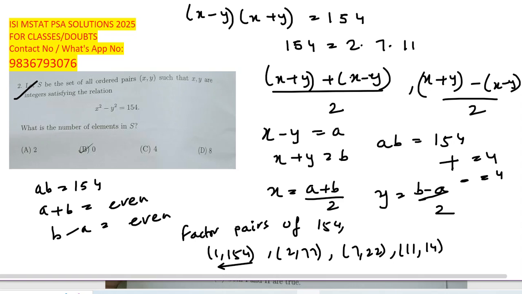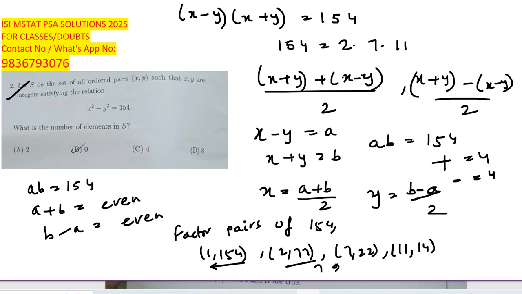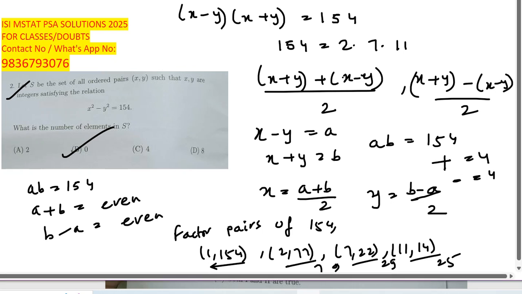1 and 154, sum 155 is odd, so not valid. 2 and 77, sum 79 again odd, not valid. 7 and 22, sum 29 again not valid. 11 and 14, sum 25, not valid. The same holds for all negative combinations, all odd sums. So none produce integer solutions. So my correct option is option D.